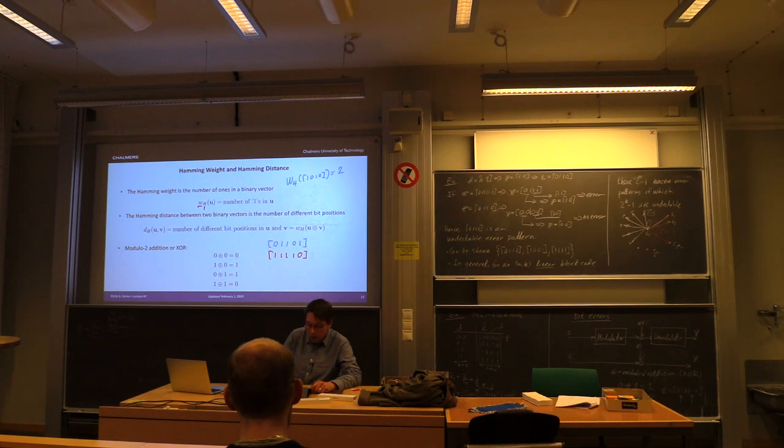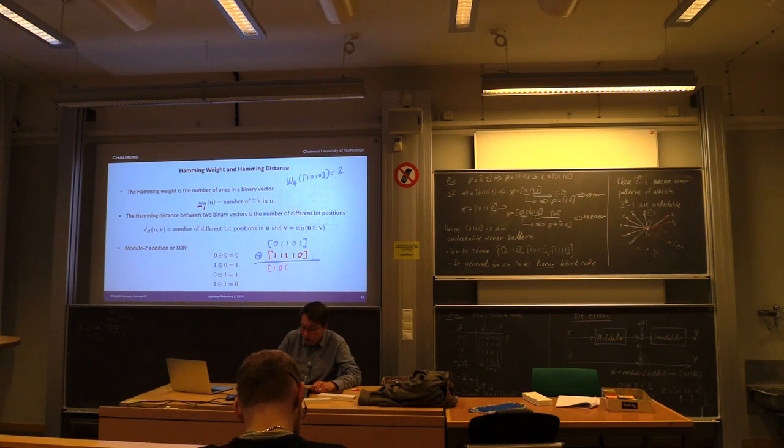So what is the Hamming distance between these two? Well, we simply see that here, if we make modulo 2 addition of this, what do we get? First of all, we get 0 plus 1, that's 1. 1 plus 1 is 0. 1 plus 1 is 0. 0 plus 1 is 1. 1 plus 0 is 1.